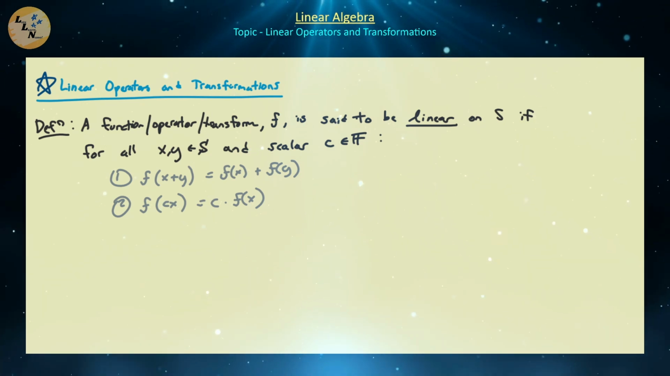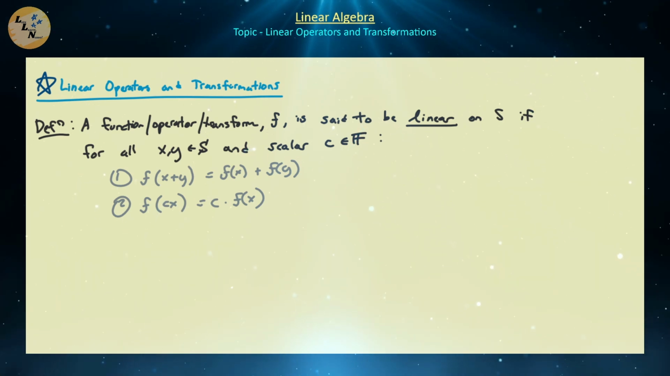In terms of this conversation, the words linear function, linear operator, and linear transform are going to be synonymous for most of the time. So we say that a function is said to be linear on a set S if for all x and y in S and scalar c in some scalar field F, the following properties hold.